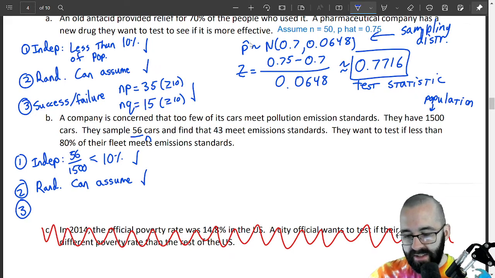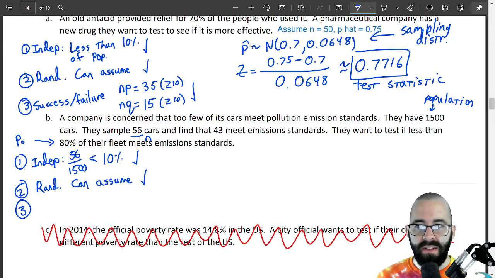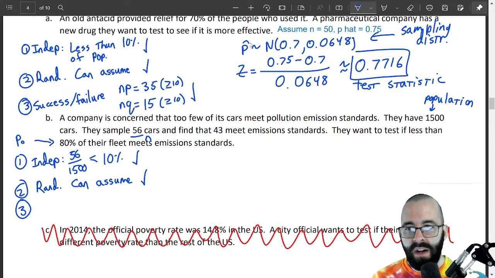And the last thing is a success failure condition. What is our P naught? What is our assumed probability? The assumed probability is related to the null and alternative hypotheses, which is what we did in the last video, to say that this was 80%. Our null hypothesis is that P is equal to 80%. We're assuming that the proportion is equal to this P naught, this 80%.